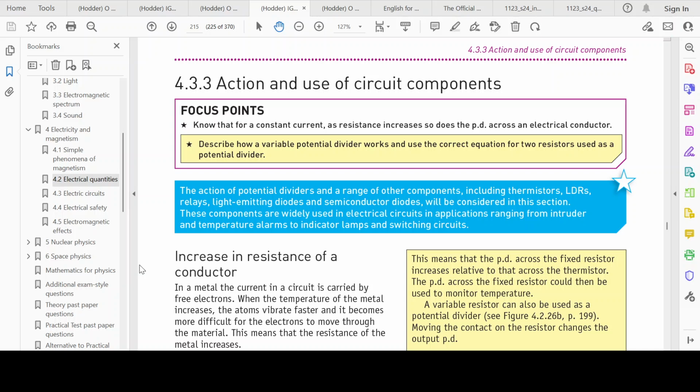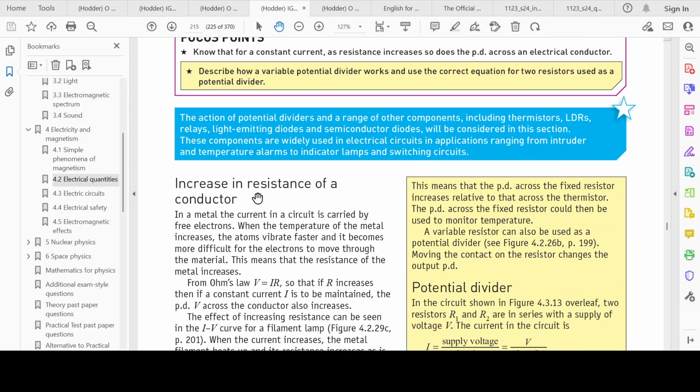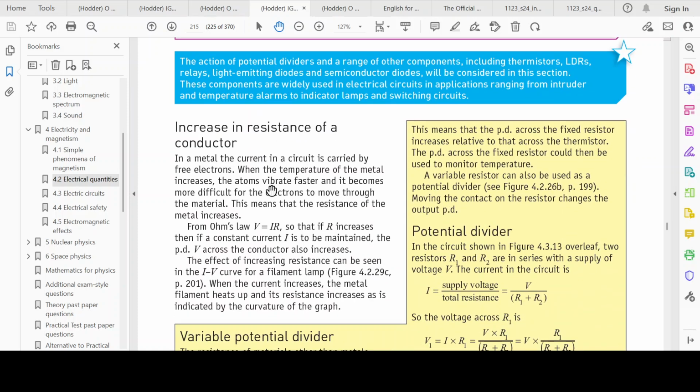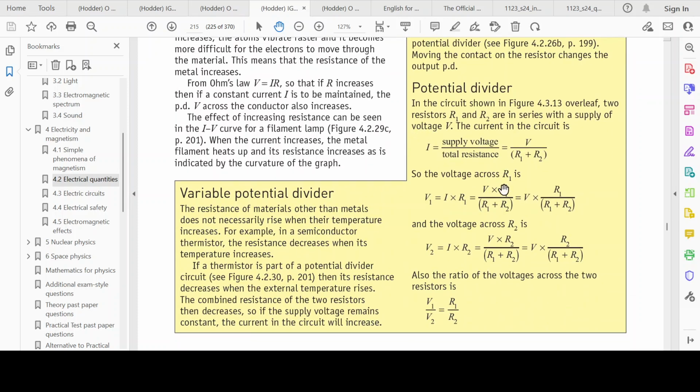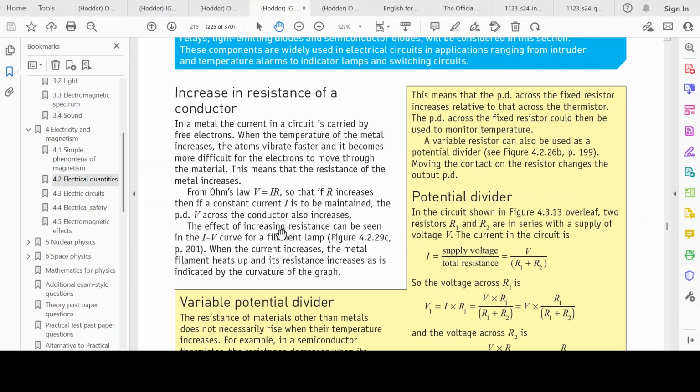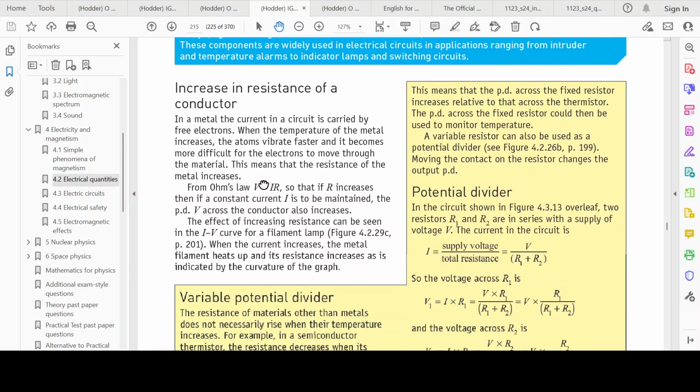Okay, so now we'll be doing topic 4.3.3, which is action and use of circuit components. Now, this one mostly has explanation of different uses of circuit components and how they're set up to achieve specific purposes. There's only one bit of mathematical work over here. So we'll take a look at that if it makes sense. Otherwise, we can always go to the whiteboard. So I'll be using the text for this explanation.